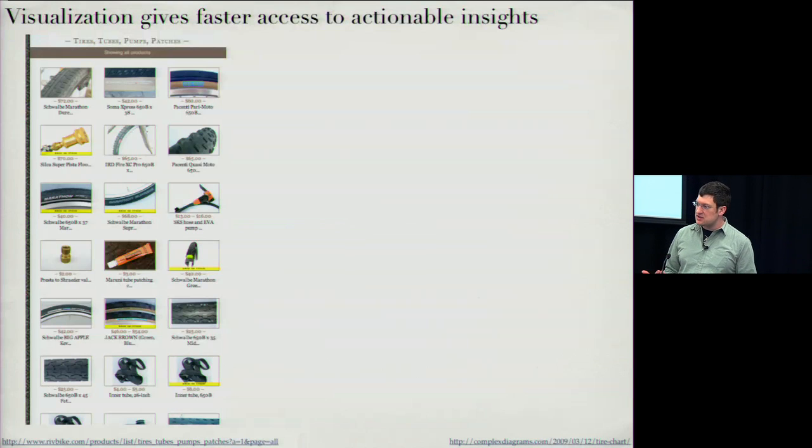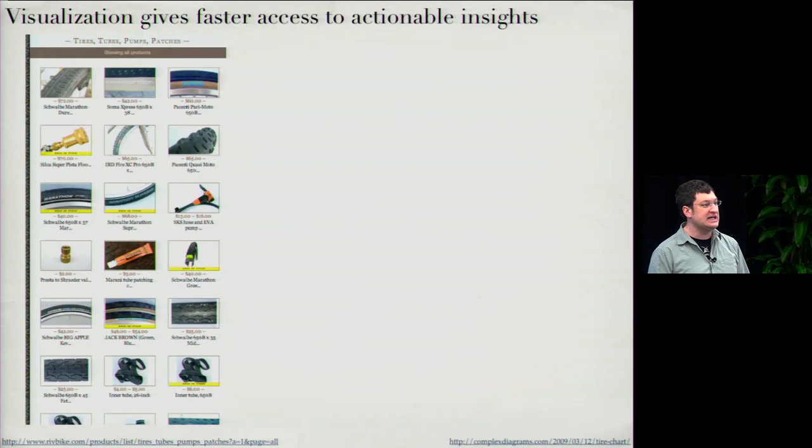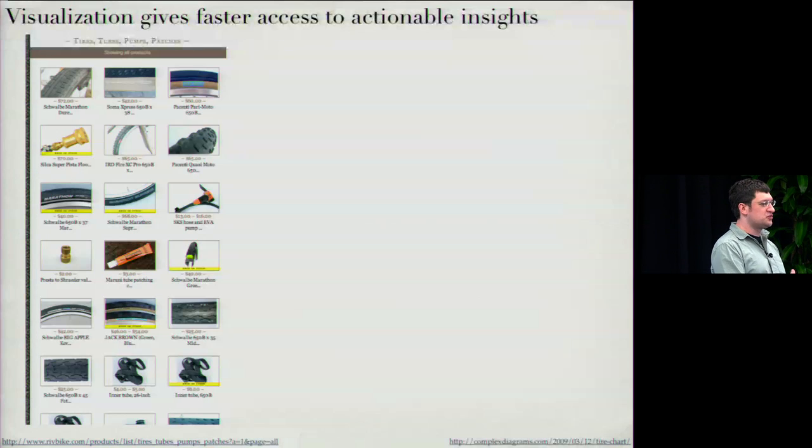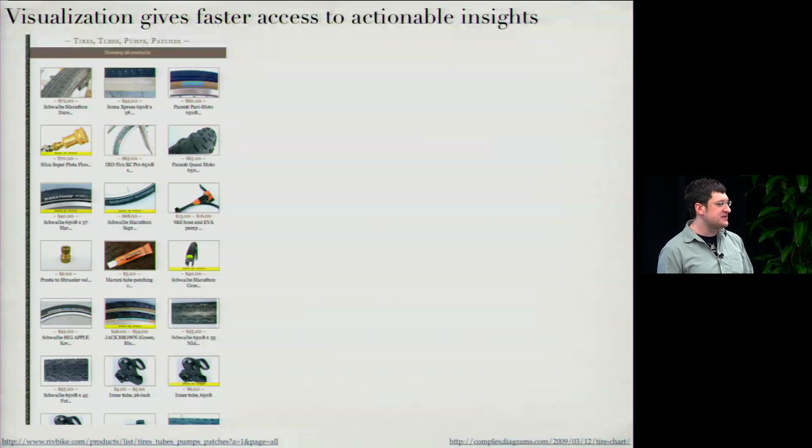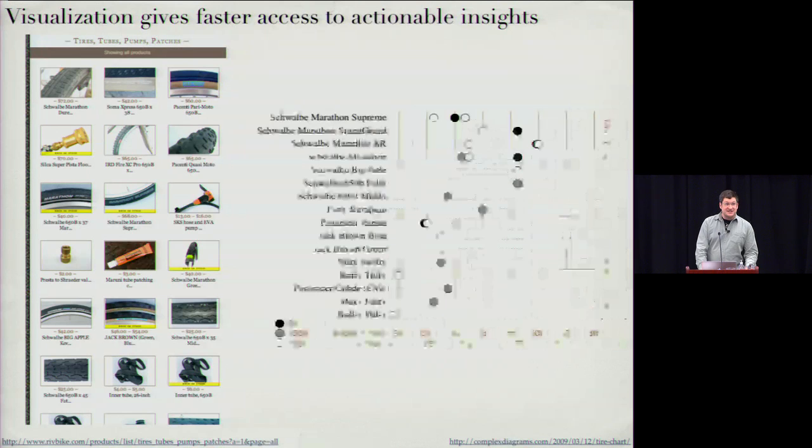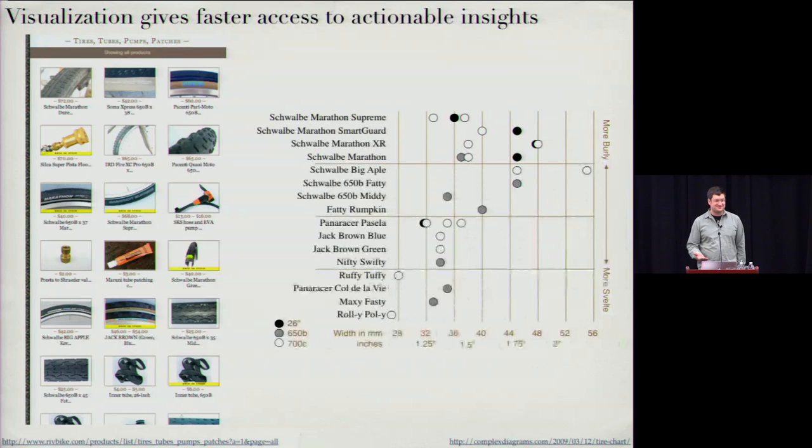And there's no way to sort and filter these. So you have to do it serially: look at each example, click through the page, read the size, read the features of it. It was just intolerable. The data scientist in me couldn't handle it. So I built this instead. And very quickly, it lets you determine which tires are of interest.